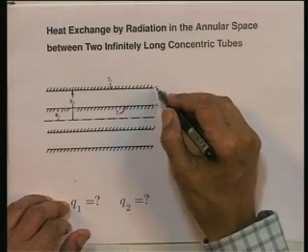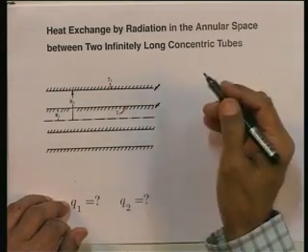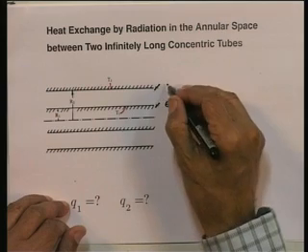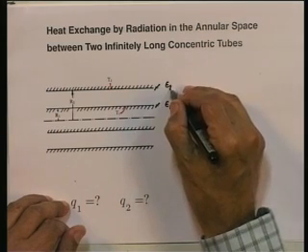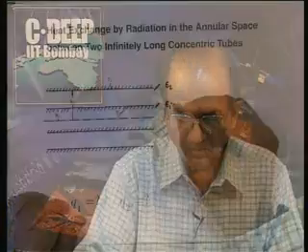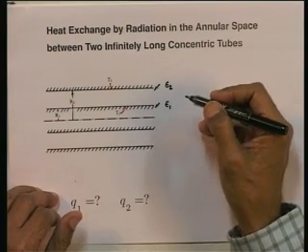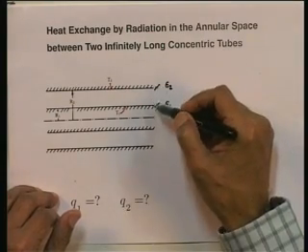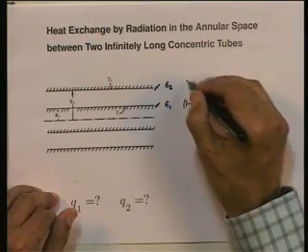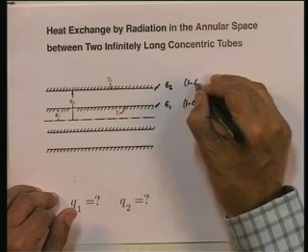Let us assume, as in the previous case, that the surfaces are diffuse gray and that the emissivities are epsilon 1 and epsilon 2. And since Kirchhoff's law will hold true, it follows that the absorptivities are also epsilon 1 and epsilon 2. Also, we will assume that the surfaces are opaque, therefore, the reflectivities are 1 minus epsilon 1 and 1 minus epsilon 2 respectively.